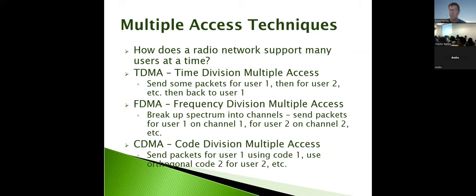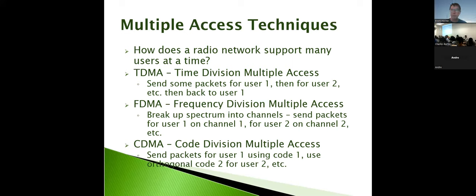Basically, at a really high level, we send some packets for user one, and then we send some packets for user two, and so on, and then we cycle back to user one. We do this fast enough that users don't notice any delay. So we're sending just a few packets for user one, a few packets for user two, and so on. In some ways we can actually divide up that packet for multiple users, but we're basically allowing different users to talk at different times, right? So they're not colliding on top of each other.